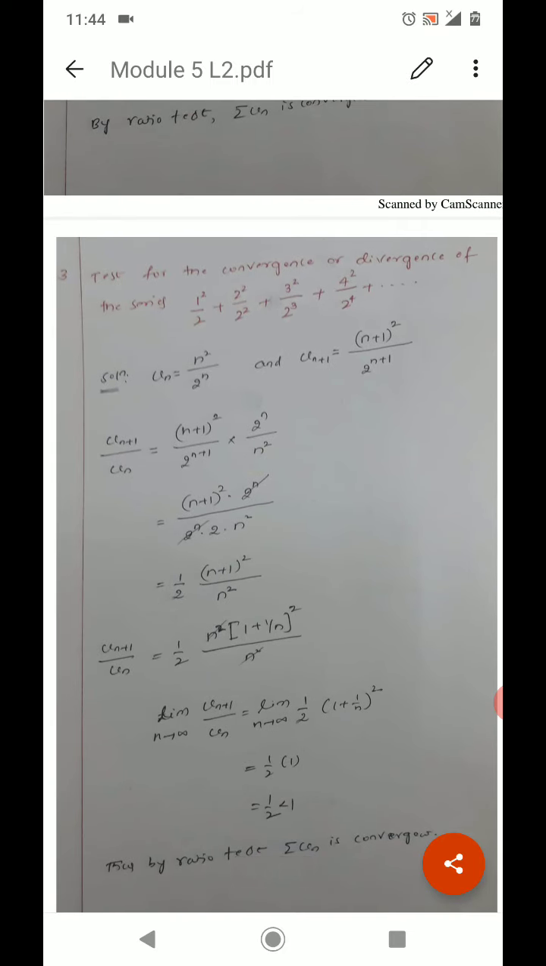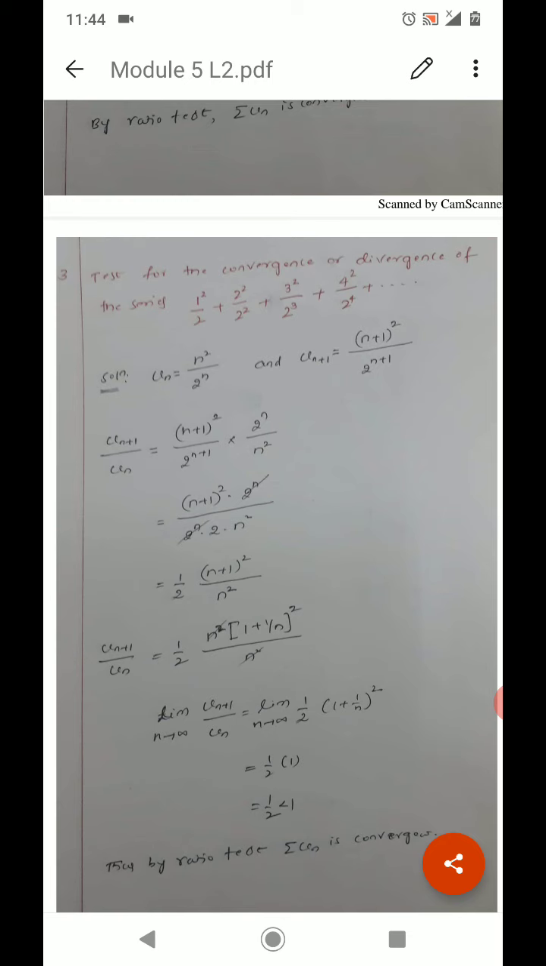So next we have the problem: test for the convergence or divergence of the series 1 square by 2 plus 2 square by 2 square plus 3 square by 2 cube plus 4 square by 2 power 4 plus etc. Now the nth term becomes un = n square divided by 2 power n, and un+1, replacing n by n+1, we get (n+1) whole square divided by 2 to the power n+1.